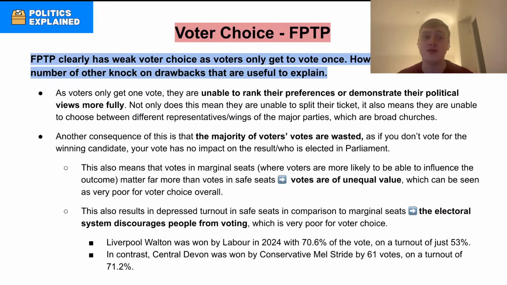Another way we can say that voter choice is weak is that votes are of unequal value. If you're in one part of the country, your vote matters more in comparison to another part of the country. And this decreases turnout and discourages people from voting in safe seats effectively. For example, in Liverpool Walton, there was just 53% turnout because it was clear Labour were going to win in 2024.